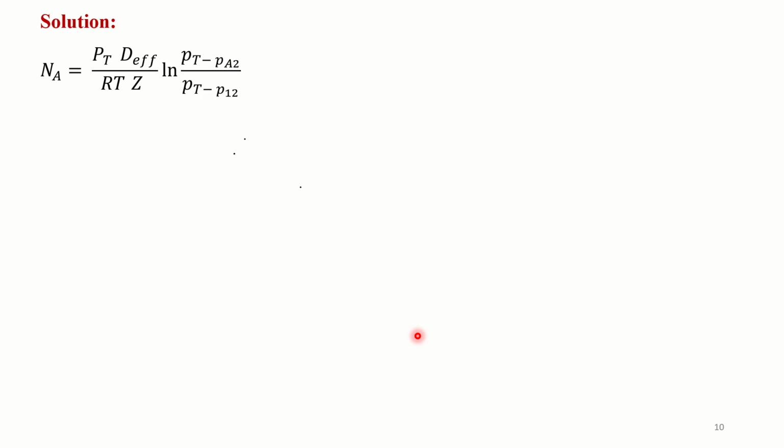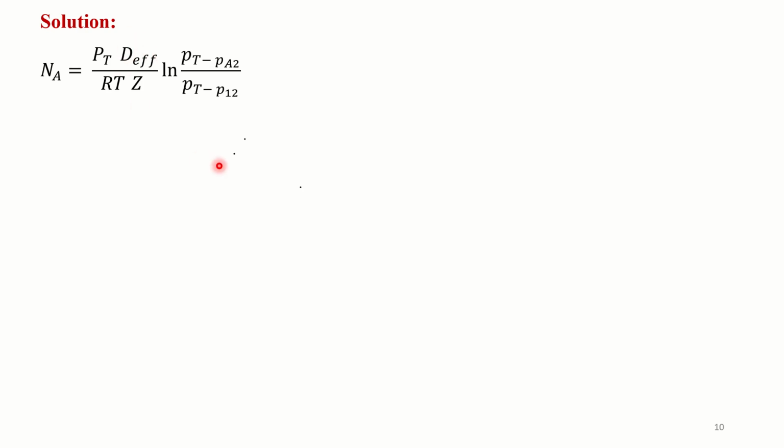So the formula for calculating molar flux is Pt by RT, D effective by Z, ln of (Pt minus Pa2) by (Pt minus Pa1). So NA refers to the molar flux of component A. Pt is the total pressure that is given. R is the universal gas constant that you are supposed to know and remember. Then T is the absolute temperature that is also given.